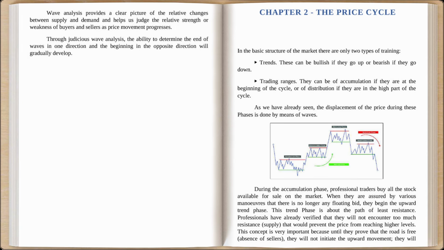During the accumulation phase, professional traders buy all the stock available for sale on the market. When they are assured by various maneuvers that there is no longer any floating bid, they begin the upward trend phase. This trend phase is about the path of least resistance. Professionals have already verified that they will not encounter too much resistant supply that would prevent the price from reaching higher levels. This concept is very important because, until they prove that the road is free of sellers, they will not initiate the upward movement.